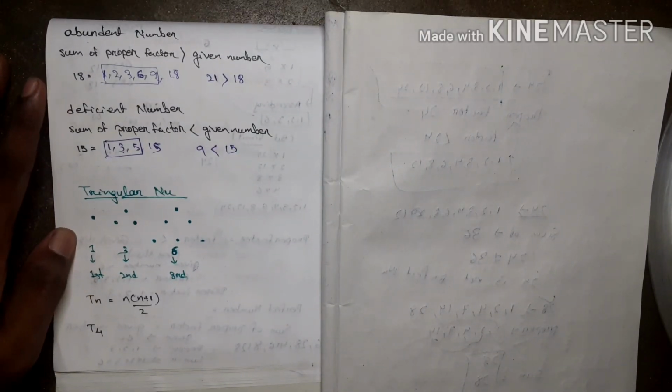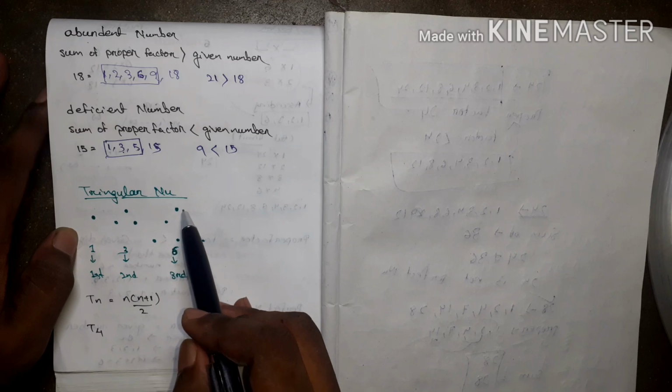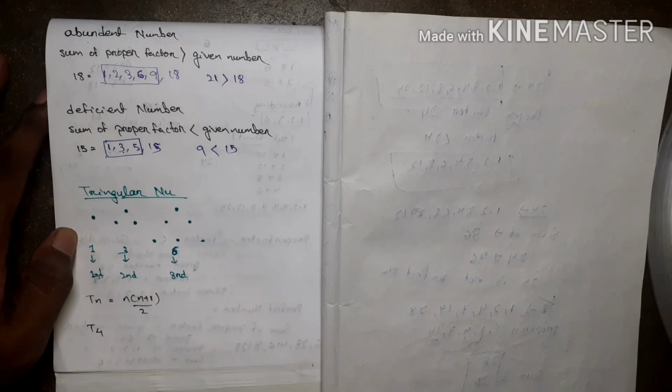Okay. Then go for triangular number. What is the triangular number? If I arrange in a triangular shape, then how many points are required?